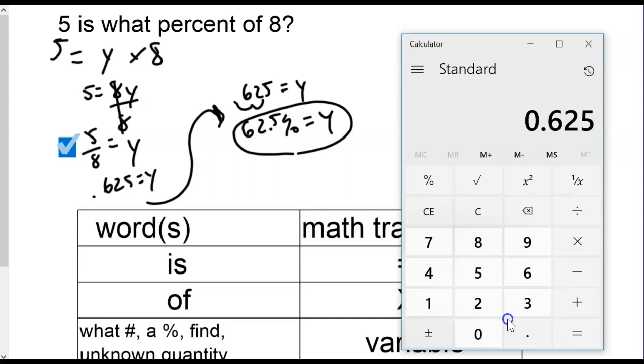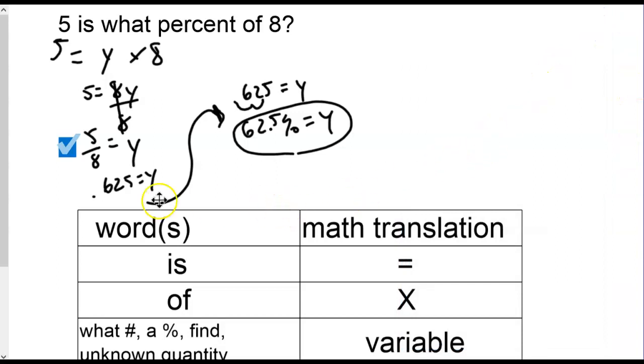4 is 50% of 8. So if 62.5 is 5, yeah, that makes sense. All right. We'll go ahead and move to the next problem.